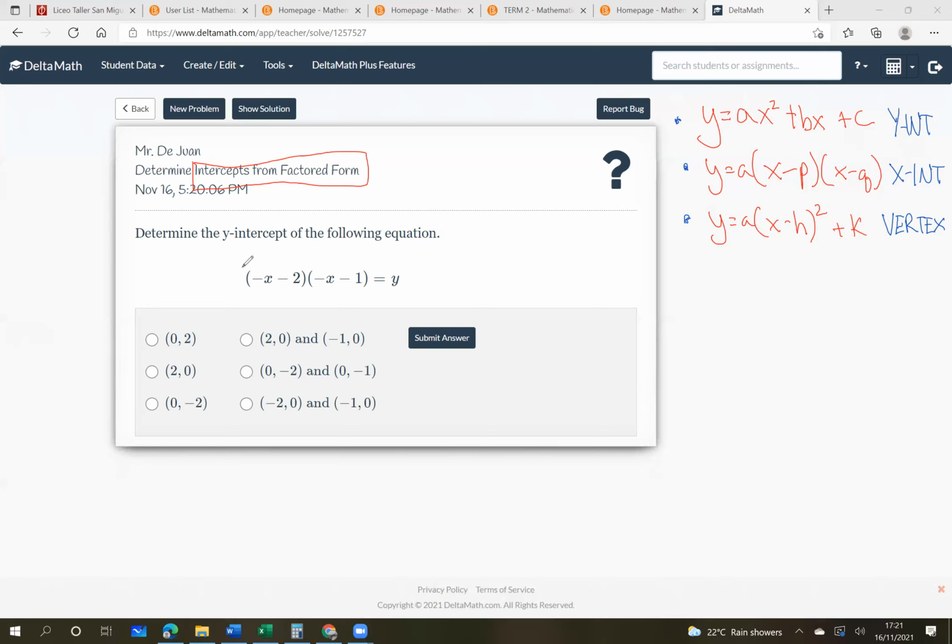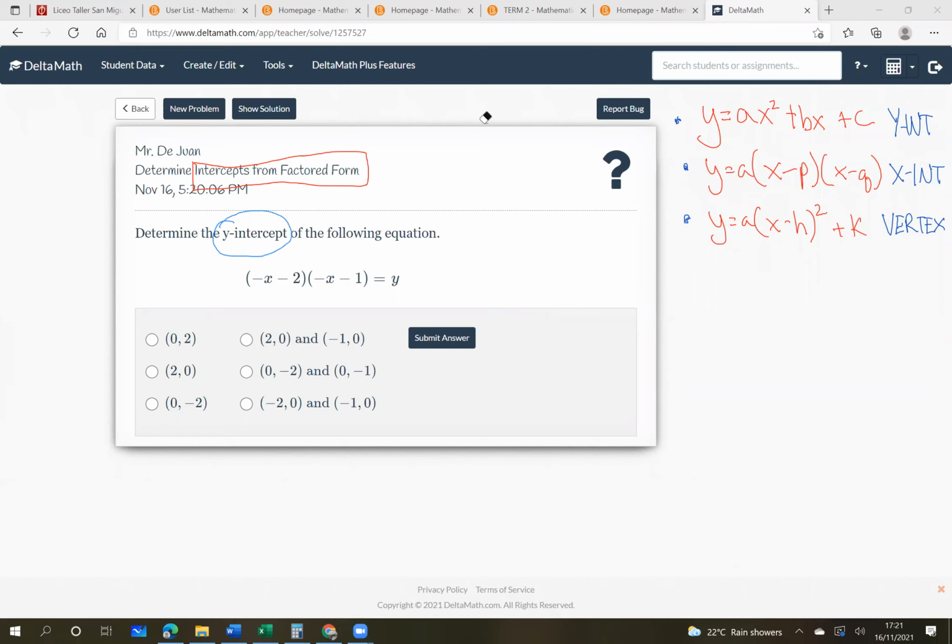So take a look at the following. You have the y-intercept of the following equations. Well, we know that negative x minus 2 has to be equal to 0. We also know that negative x minus 1 equals 0. Each one of the factors needs to equal 0 in order for it to be an x-intercept. But look what the question's asking us. Determine the y-intercept. Notice how it says the y-intercept.